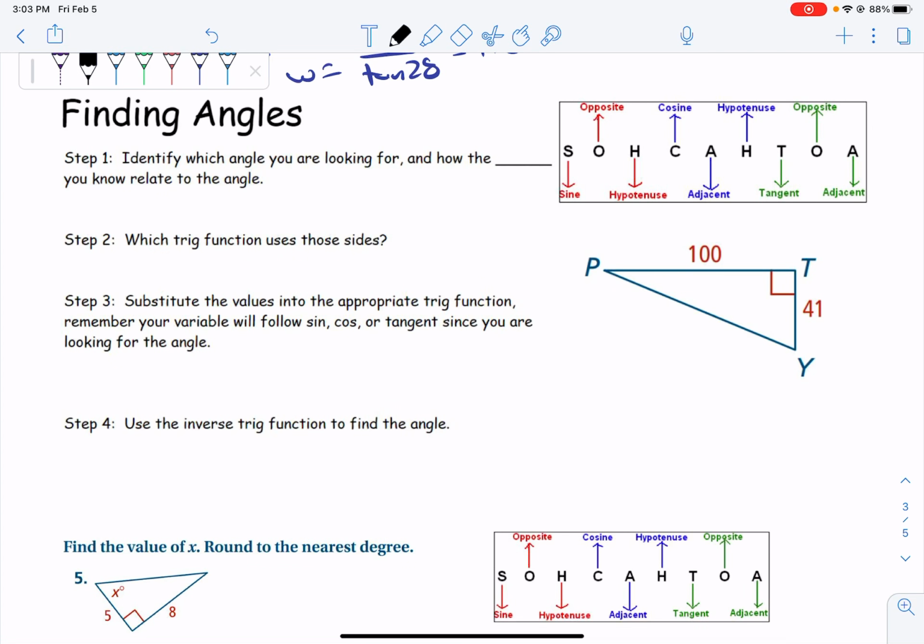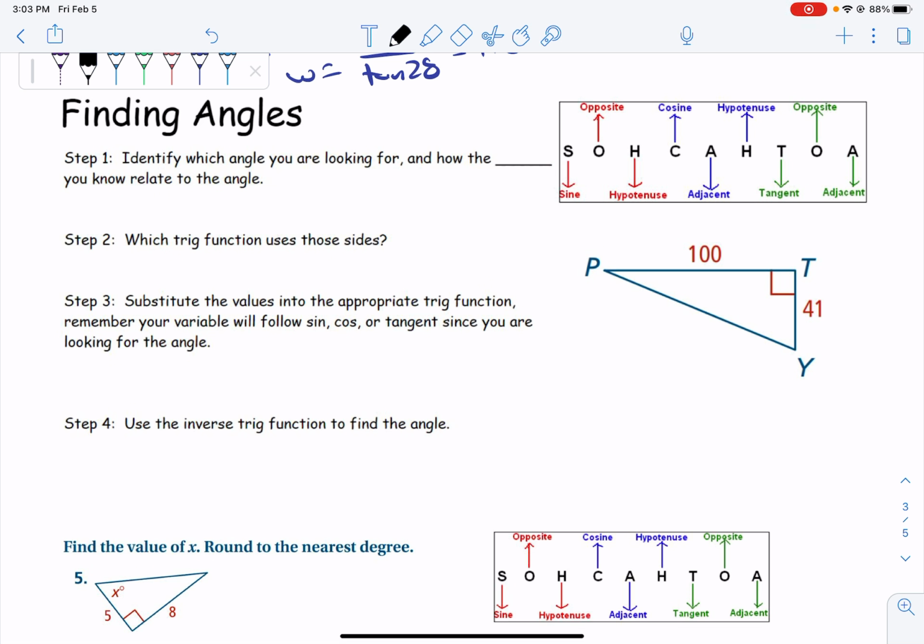All right, guys, continuing on with our right triangle trigonometry. So we are expanding on what we did with our trig ratios. In the last video, we talked about using sine, cosine, and tangent to find the side of a triangle. We can also use sine, cosine, and tangent, those ratios, to find a missing angle.